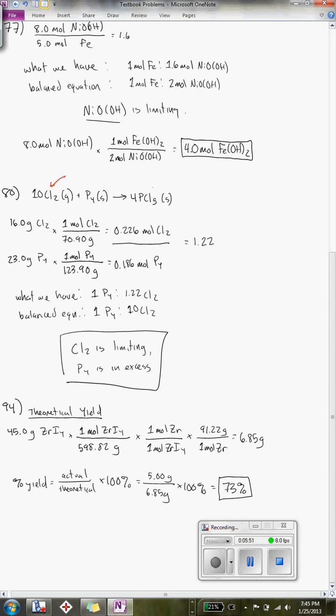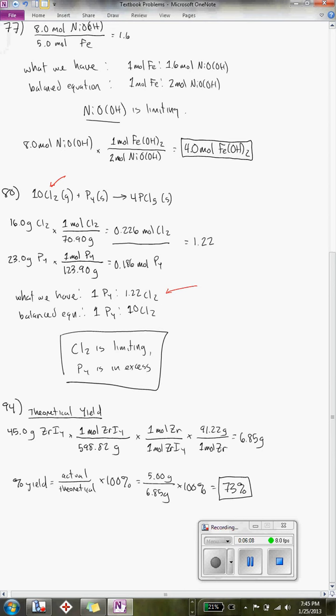We use the mole ratio to determine what our limiting reactant is. So you don't use the ratio of masses, you use the ratio of moles. And again, what you want to do is compare the mole ratio you have to the mole ratio indicated in your balanced equation. So we're looking at phosphorus, P4, and chlorine, Cl2.